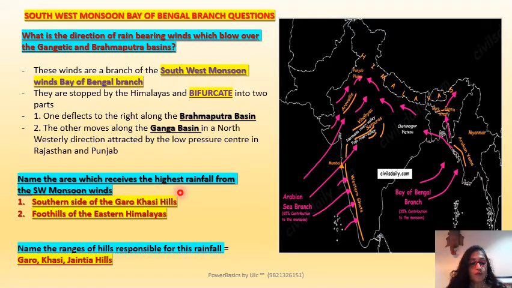Name the area which receives the highest rainfall from the southwest monsoon winds, not the place. It is an area. The area is the south side of the Garo and Khasi hills, that is Mawsynram and Cherrapunji, and the foothills of the eastern Himalayas. Himalayas west is here, east is here. These rains go and hit the Himalayas here, the foothills of the eastern Himalayas. Name the ranges responsible: Garo, Khasi and Jaintia.